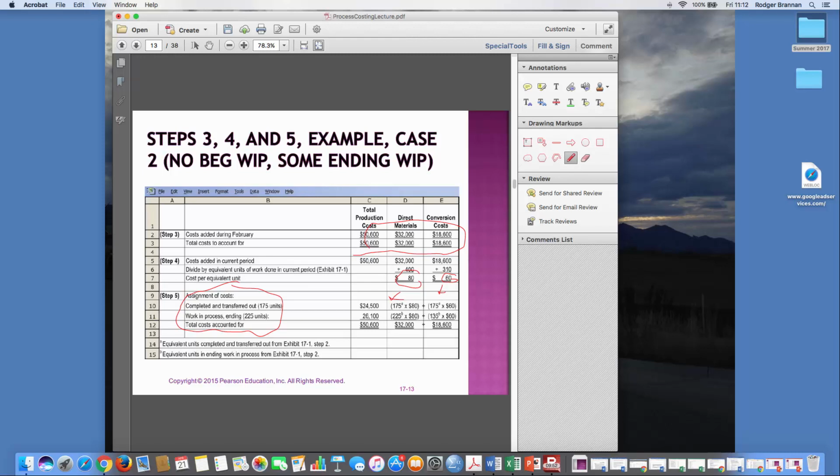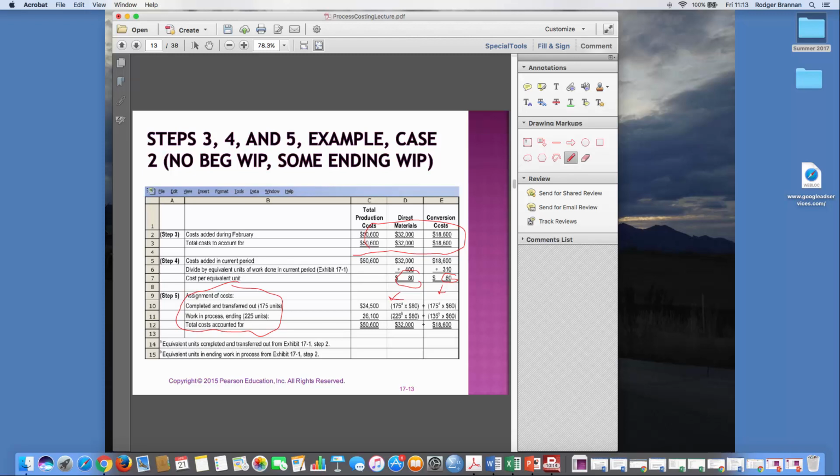Okay, I can account for all 32,000. They add up, they match. Do the same thing with respect to conversion costs. Of those total 18,600, a certain amount, the 175 times 60, got transferred to finished goods. The 135 times 60 is still sitting there in ending inventory. And that's essentially my answer.